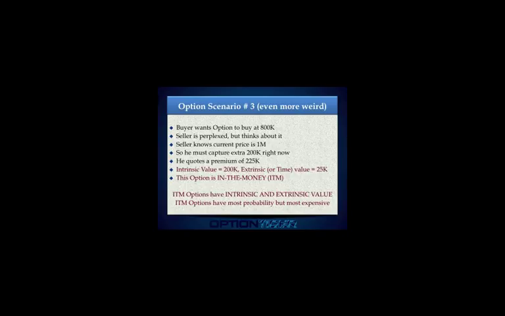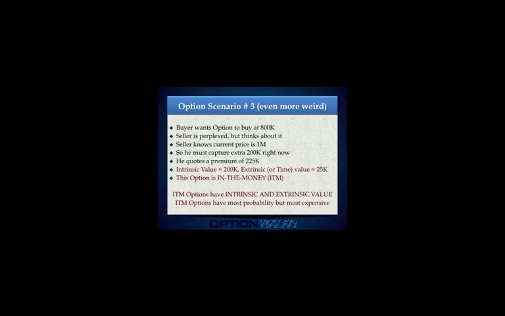Because the value of the underlying, which is the land, is already above the strike price, this option is said to be an in-the-money option. And it is in the money by exactly $200,000. This $200,000 is called the intrinsic value of the option. This is the value the option will have if that option were to expire today.